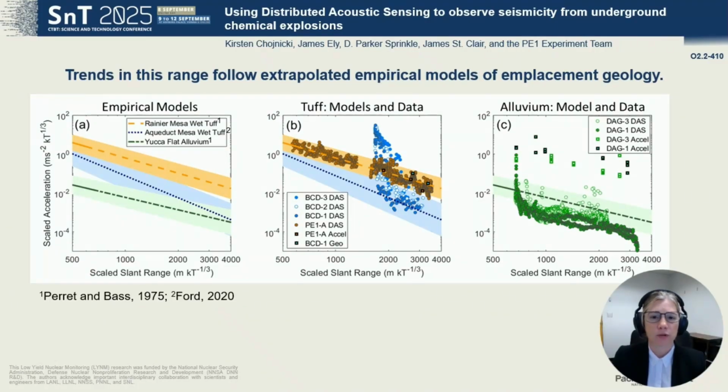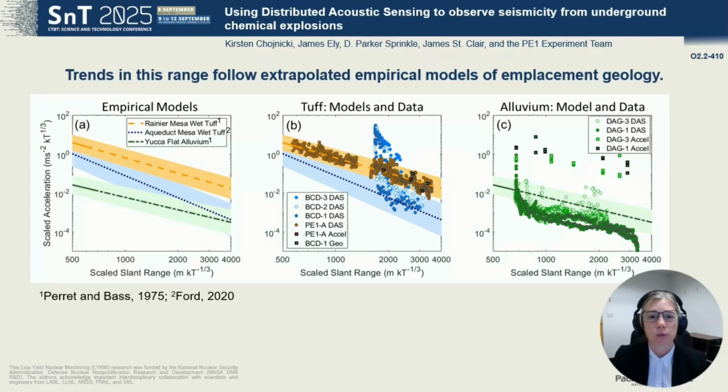Another approach to evaluate the performance of this technology is by comparing it with the empirical models derived from observations of chemical and nuclear explosions. However, empirical models are not available for the transitional region under consideration, and existing models are unlikely to account for the fine-scale geologic features that may influence results in this area.